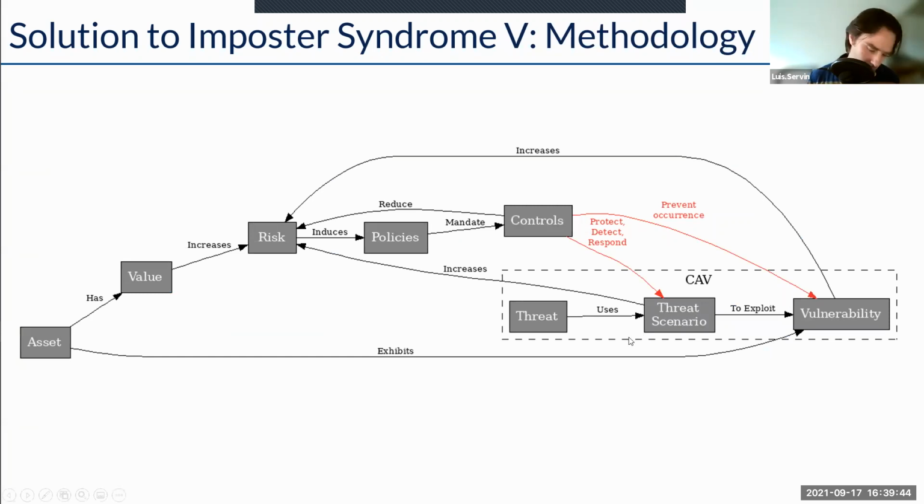So if we redraw it, the same diagram I presented just back, the threat just by existing is not necessarily a risk. It is the threat scenario that comes in contact with a vulnerability that increases my risk. And then the controls will try to prevent this. So this is the concept of the credible attack vector. And this is something that can help new practitioners and the recipients better understand what the problem is.